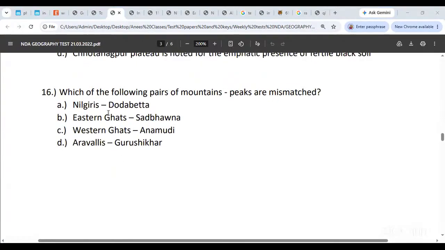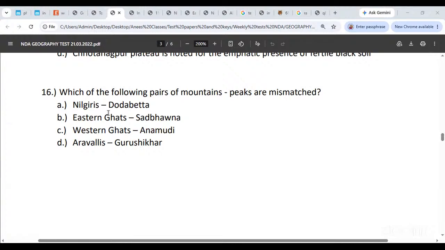अरे ये वाला भी बताइए, हमने सेंट्रल प्लेन्स जब किए थे तब ये करना चाहिए था. Which of the following pairs of mountain peaks are mismatched? Nilgiris Dodabetta, Eastern Ghats Sadbhavna, Western Ghats Anamudi, and Aravallis Guru Shikhar. सेकंड ईस्टर्न घाट सद्भावना है ना. ईस्टर्न घाट्स में आपको कौन से पीक्स मिलते हैं? जिंदा गाडार, माकोंडा, महेंद्रगिरी. यू आर लुकिंग एट दोस पीक्स ओवर देयर.